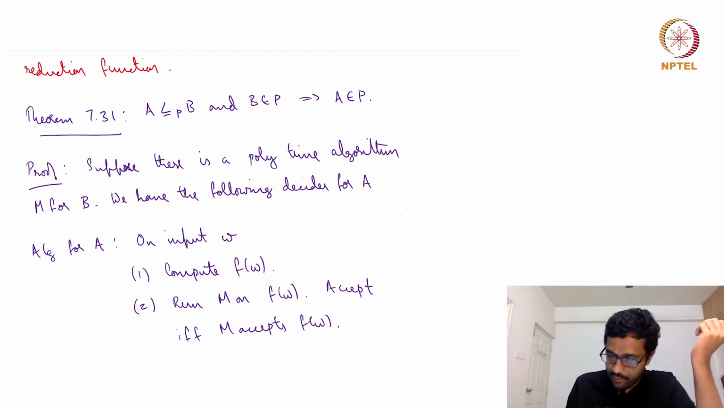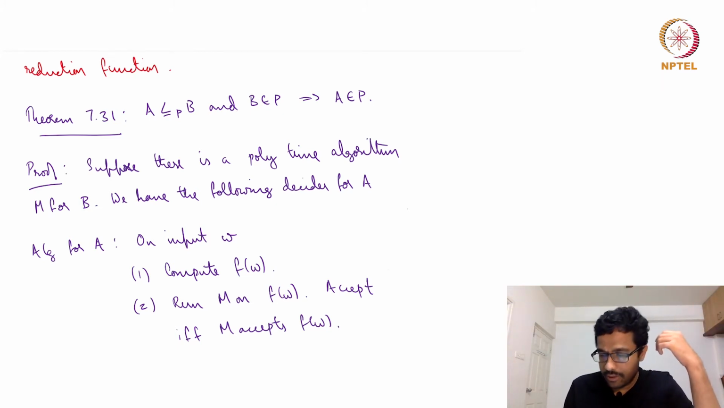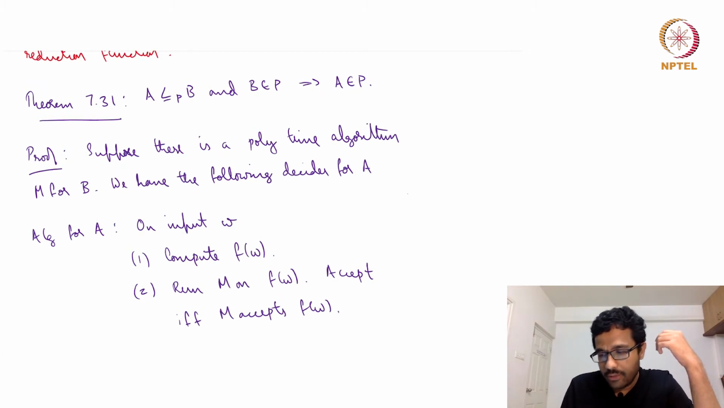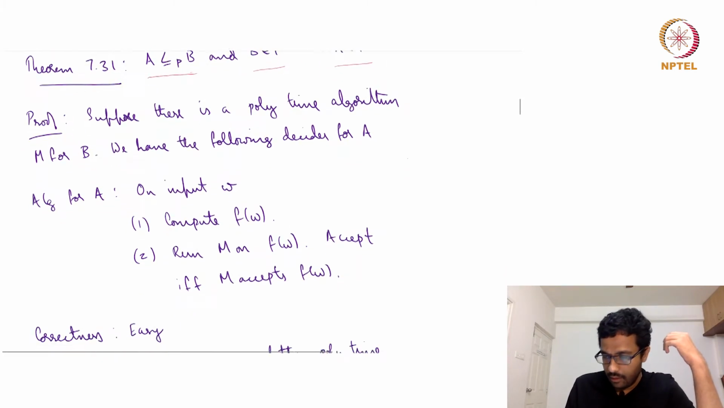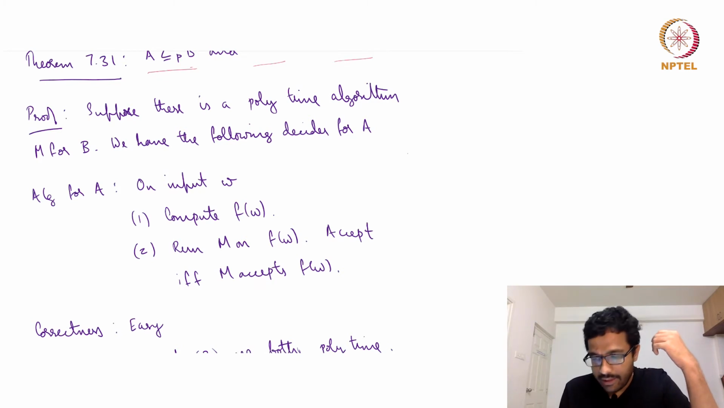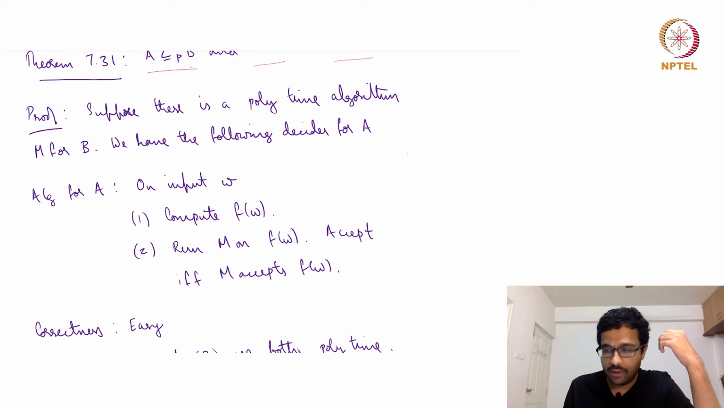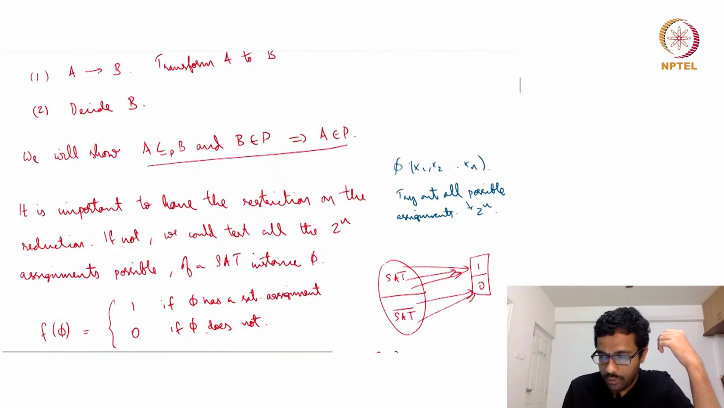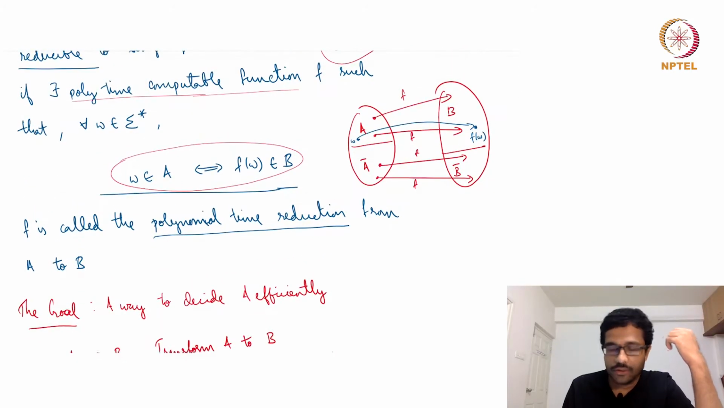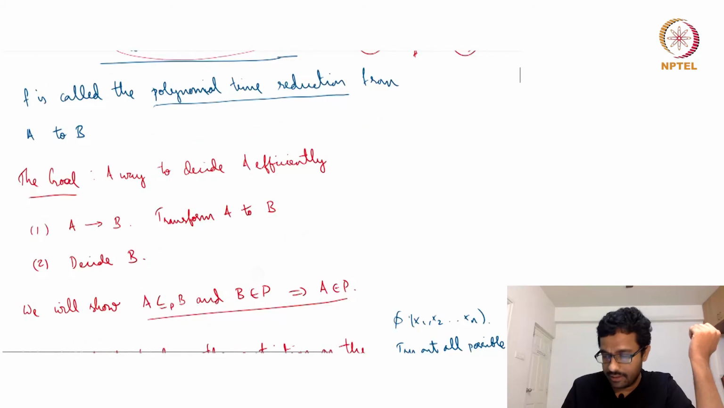Now this is something that I already mentioned, but I will quickly go through the details. If A is reducible to B in polynomial time and B is decidable in polynomial time, B has a deterministic polynomial time algorithm, then it follows that A also has a deterministic polynomial time algorithm. Why? Given a W, which we have to decide whether it's in A or not, you know A is reducible to B, and you know the reduction function. So given W, you compute f of W and then run the decider for B.